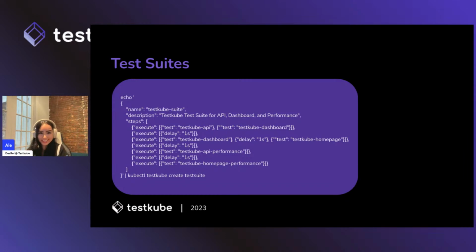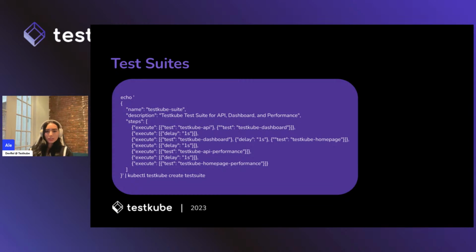As we can see, on the first step we are running API and dashboard tests in parallel. Then we see a delay. Then we can run 2 more tests with a delay in between, and then 2 serial tests. So this is fully customizable and even easier through the dashboard, because you get to visualize this JSON file. As you can see, this is pretty simple.